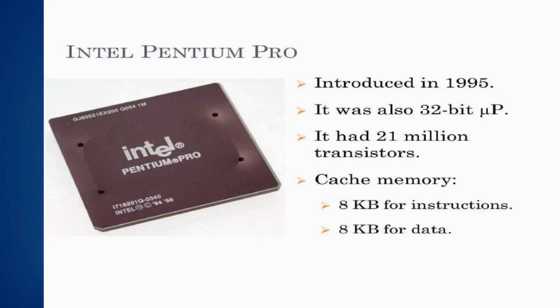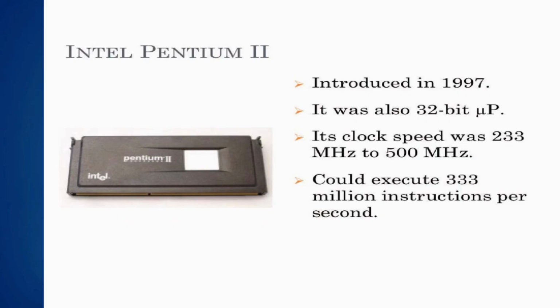And the next one is Pentium Pro. It was introduced in the year of 1995. It was also a 32-bit microprocessor. It had 21 million transistors built into it, and it has a cache memory of 8 KB for instructions and 8 KB for data. And Intel Pentium 4, this was introduced in 1997. It is also a 32-bit microprocessor. The clock speed was 233 megahertz to 500 megahertz.